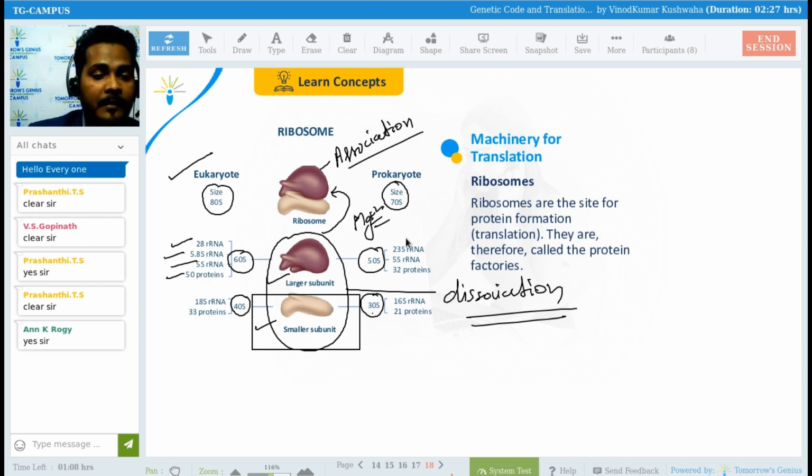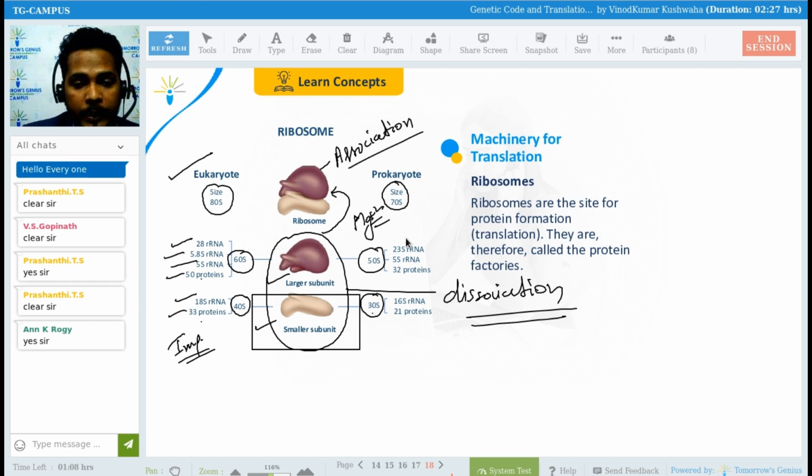In case of 40s, it is having 18 sRNA and 33 proteins. So this count is also important. Okay, so I think this is important, some marking here, because 2 or 3 questions from the previous year, you can just check that you will get your answer in this chart only. Okay, so this is important, so you can just refer it.